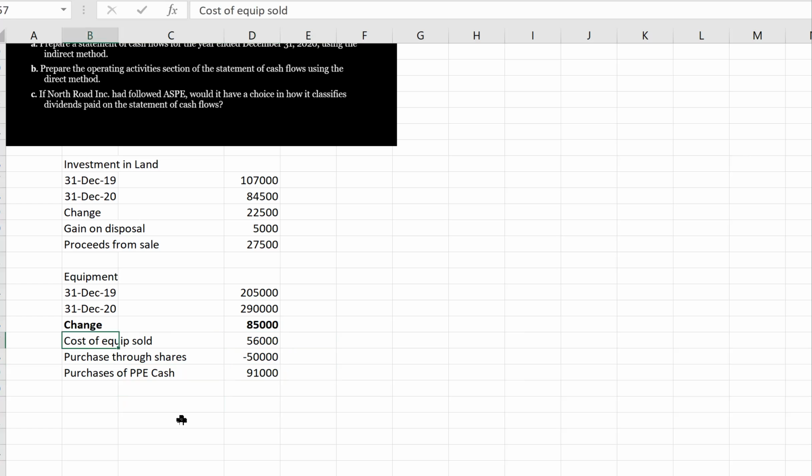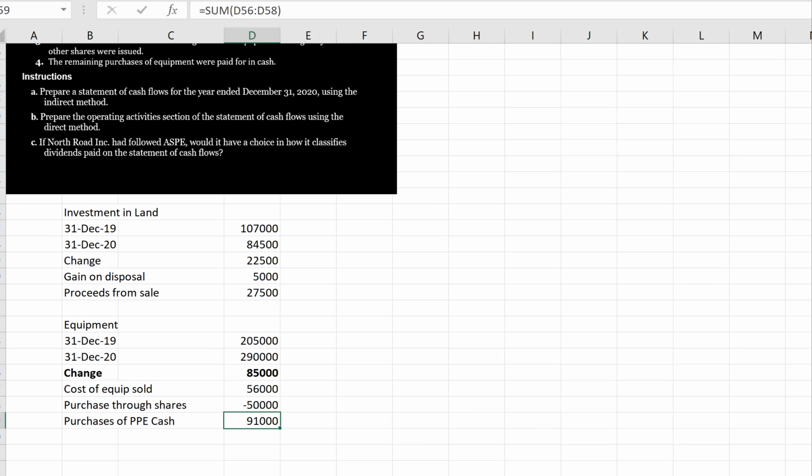Why are we adding the cost of the equipment sold? Because we must have replaced the equipment sold with that much more of an asset. So we would need to have bought 91,000 to be able to offset the cost of the equipment sold, which of course would have been deducted from the account, and the fact that the purchase through shares would have been an offset to the account. Well, that didn't include cash. So from a cash basis, we would have had to have bought 91,000 of assets. So this is the purchases of PP&E during the year.